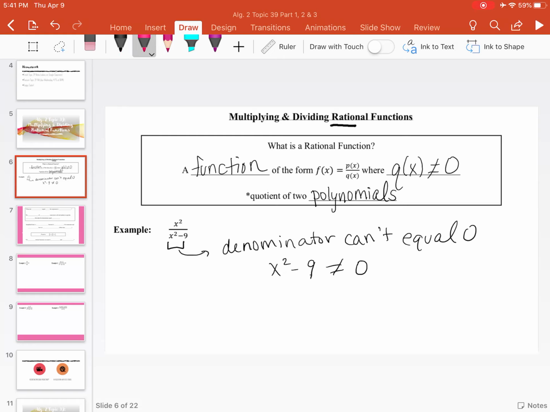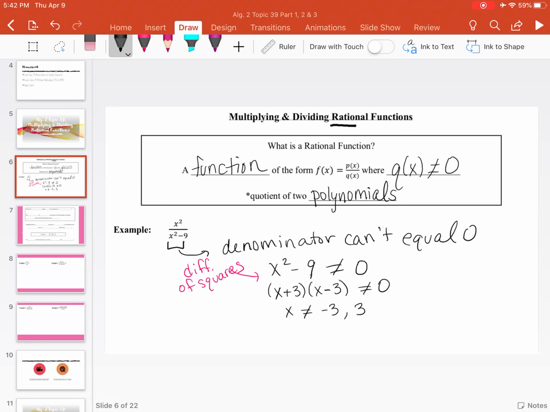Because we have a variable here, x, do we have specific values that x can't equal? Well, if we look at x squared minus 9, we know that this is actually a difference of squares. So we can rewrite this as x plus 3 and x minus 3 can't equal 0. And using the zero product property, we know that this is the same thing as saying, well, x can't equal negative 3 and x can't equal positive 3.